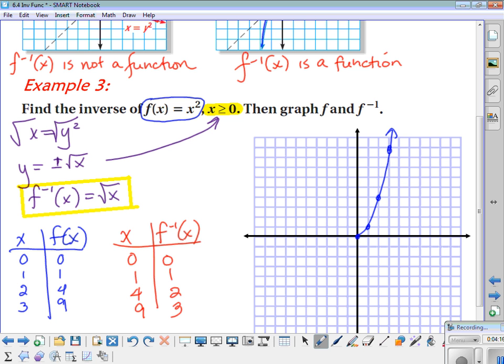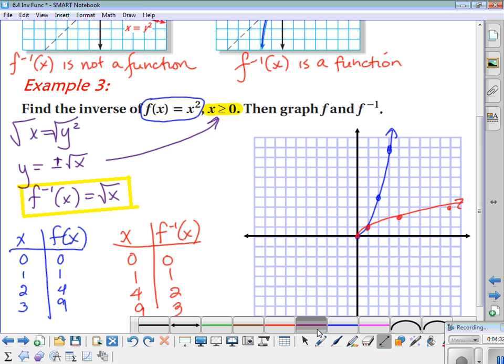All right, so if I plot those points, and there. So now when I draw this one, it goes like that. And again, it's just the reflection over the line y equals x. Can you kind of see how it's a mirror image if you think of that line being the mirror in the middle? Yeah, okay.